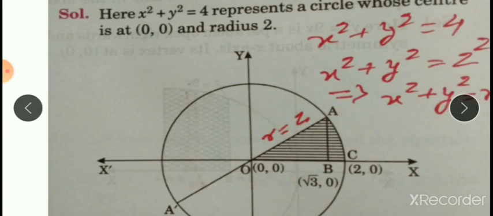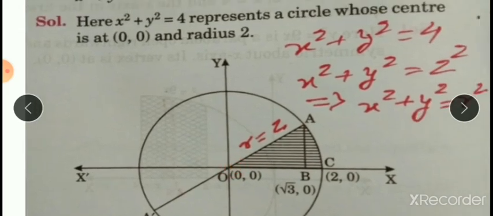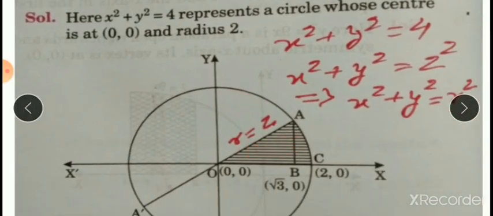This area is covered by the circle, the line, the x-axis, and in the first quadrant. This is in the first quadrant. Here you can see, when we are solving, we are getting that its center will be 0 0. According to this, the center of this circle is 0 0.